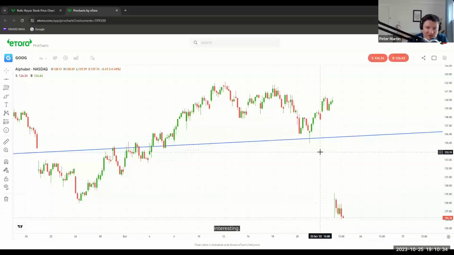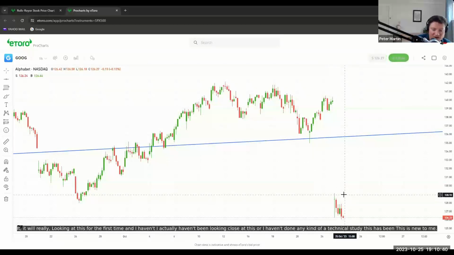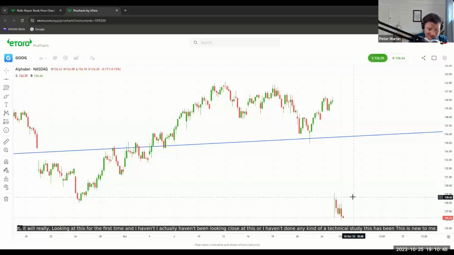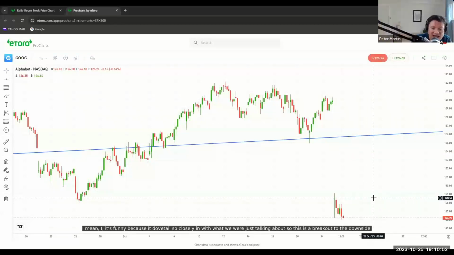But if we look at an hourly chart, looking at this for the first time, and I actually haven't been looking closely at this or done any kind of technical study, this is new to me. It's funny because it dovetails so closely with what we were just talking about. So this is a breakout to the downside.